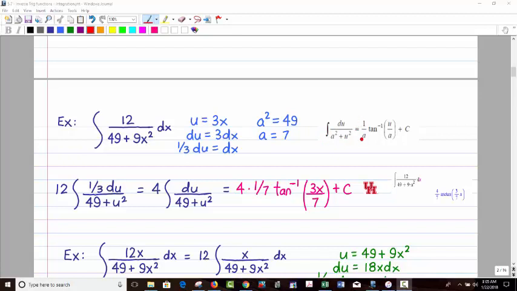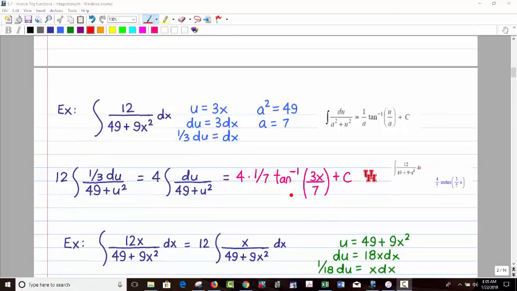So this one is 1 over a inverse tan, or arctan. This time I used inverse tan, just mixing it up to show you that either form is acceptable. Maple always spits it out as arc. So that's perfectly fine. So we have the 4 from 12 times 1/3. 1 over a is 7, so there's a 1/7 there. And then tan inverse of u over a. So 3x is u, a is 7, and then plus, of course, c.